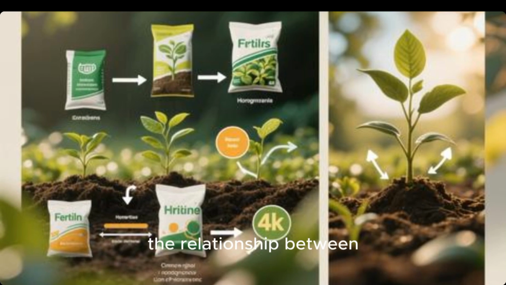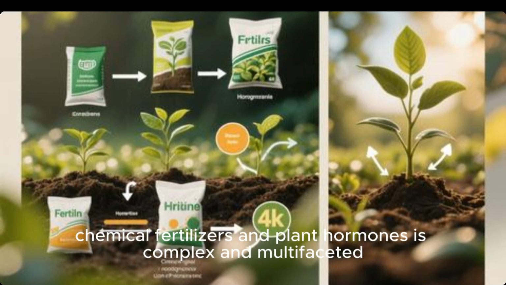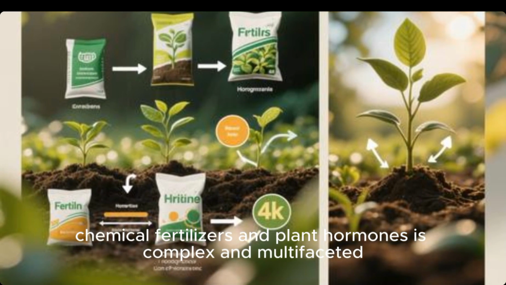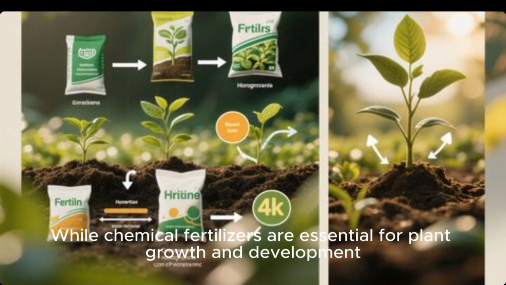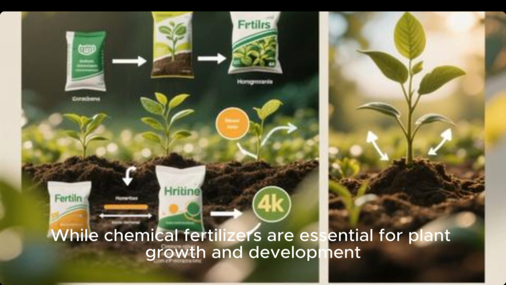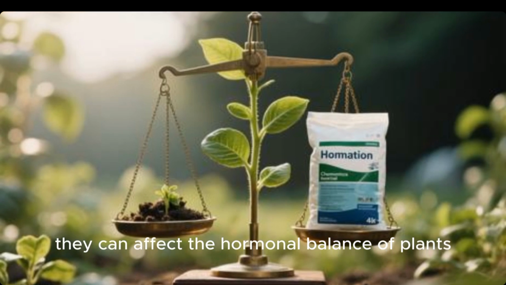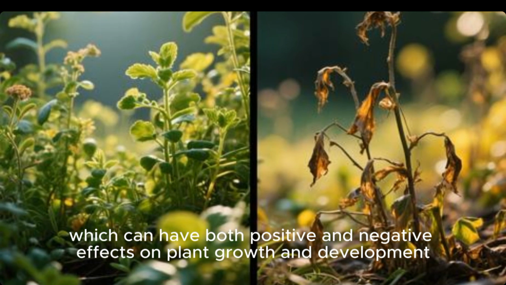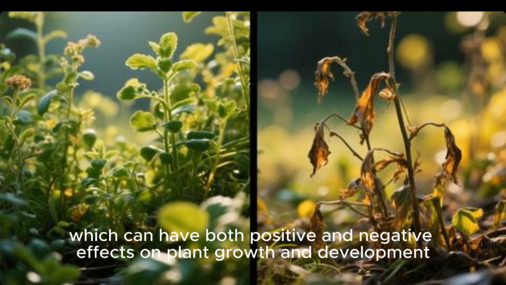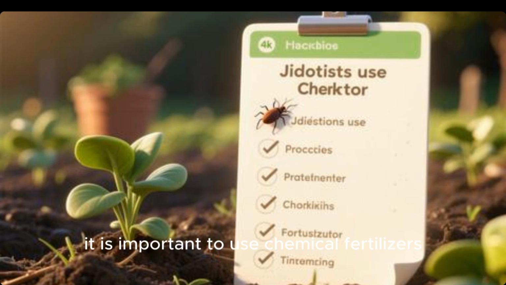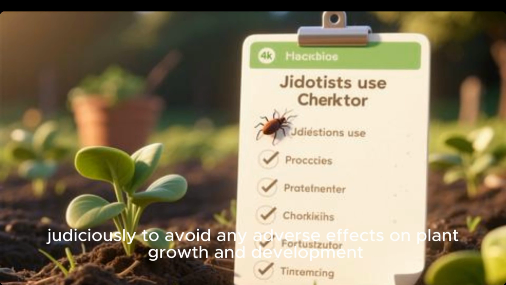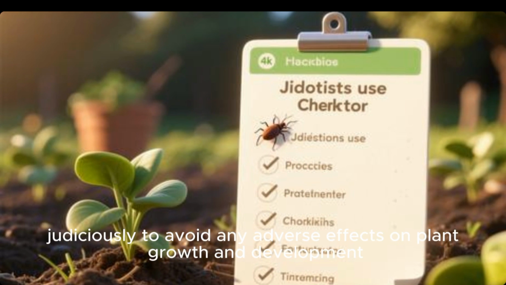In conclusion, the relationship between chemical fertilizers and plant hormones is complex and multifaceted. While chemical fertilizers are essential for plant growth and development, they can affect the hormonal balance of plants, which can have both positive and negative effects on plant growth and development. Therefore, it is important to use chemical fertilizers judiciously to avoid any adverse effects on plant growth and development.